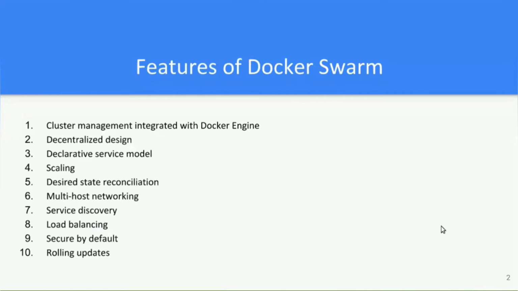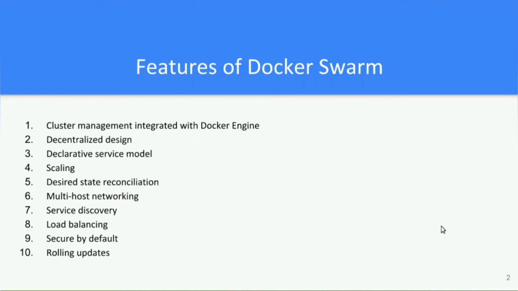Sixth is multi-host networking. In a Docker Swarm cluster, an overlay network is used to establish communication between multiple Docker hosts, so that a container on a manager node can talk to a container on a worker node, or vice versa. Seventh is security. Any communication between different nodes is TLS authenticated and encrypted.